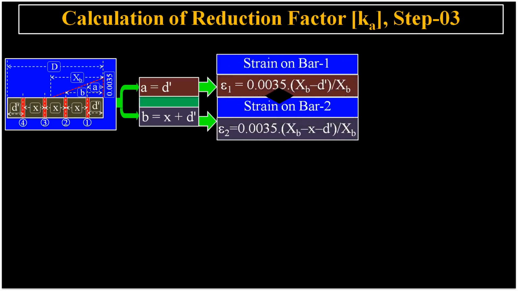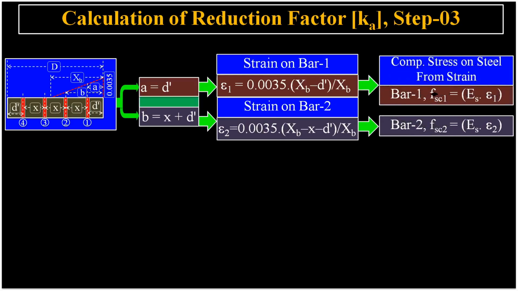Strain on bars. Now, strain on bar, column 1 equals epsilon 1 equals 0.0035 multiplied by xb minus d prime, by xb. Similarly, strain on bar, column 2 equals epsilon 2 equals 0.0035 multiplied by xb minus x plus d prime, by xb.